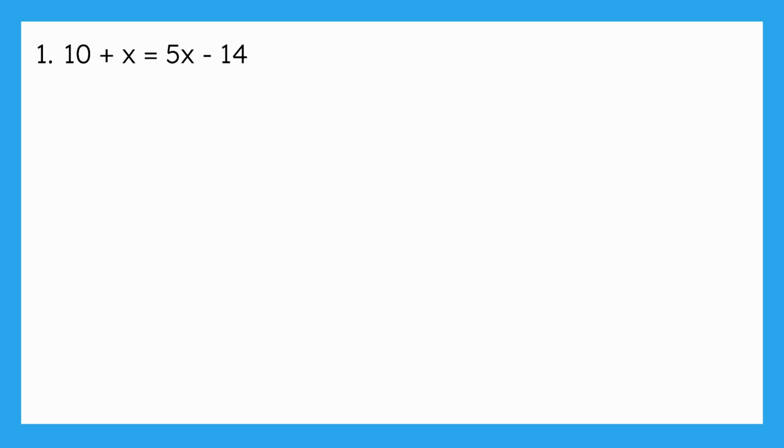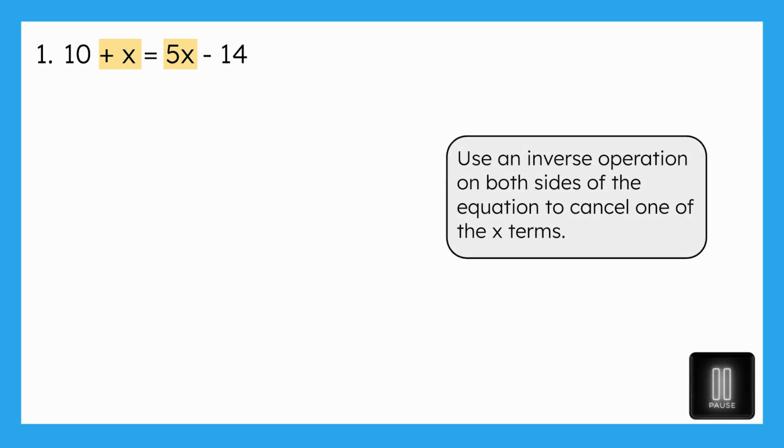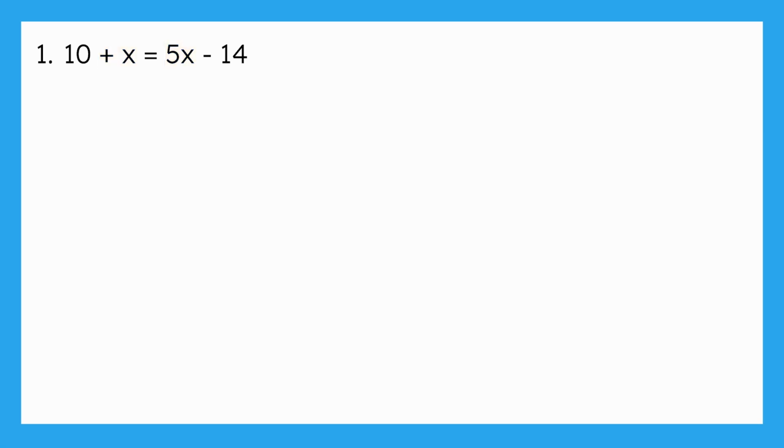Our next problem is 10 plus x equals 5x minus 14, and it has an x term on both sides of the equation. The first thing that we need to do here is eliminate one of these x terms. Pause the video here and use an inverse operation on both sides of the equation to cancel one of the x terms. There are actually 2 equally valid ways to approach this. I'll walk you through both of them.